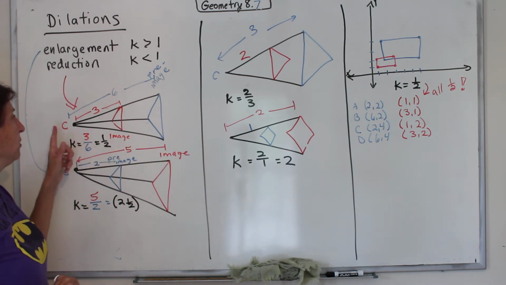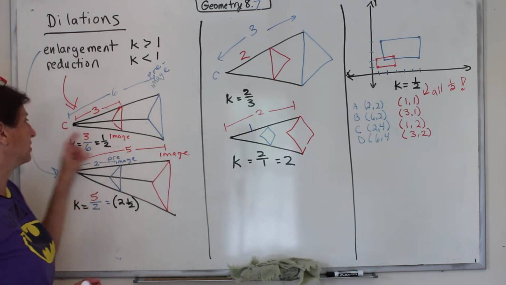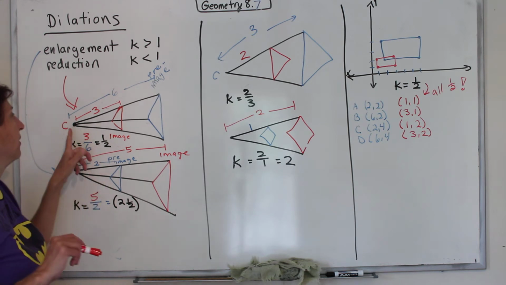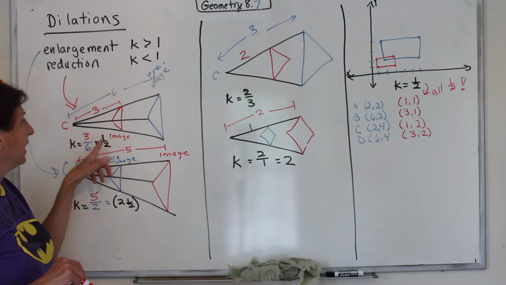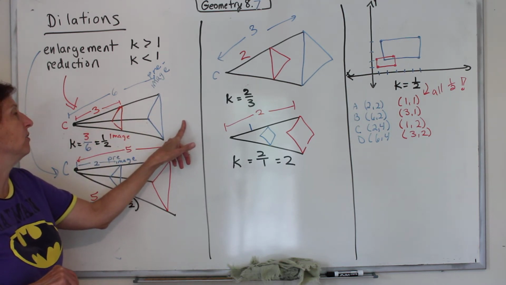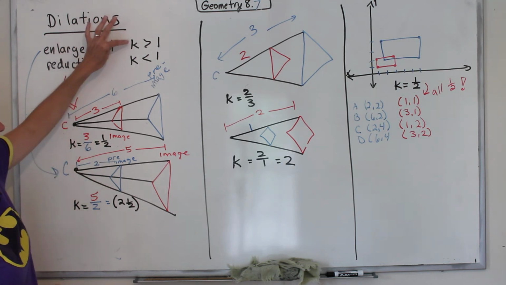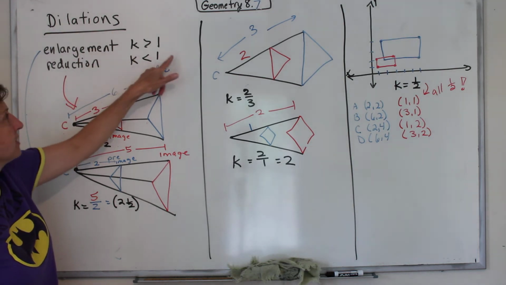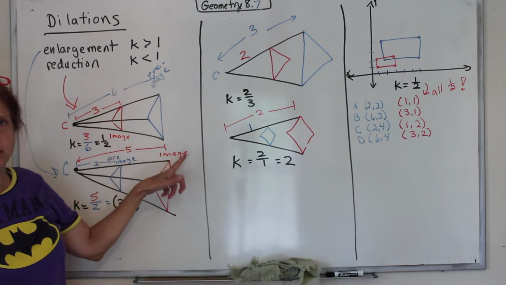While looking at it, we knew it was a reduction, so the smaller number goes in the numerator and the larger number goes in the denominator, because our image was half as big as our original. This scale factor is called K. If K is greater than 1, it's an enlargement. If K is less than 1, it's a reduction. Here K is less than 1, so this is a reduction.